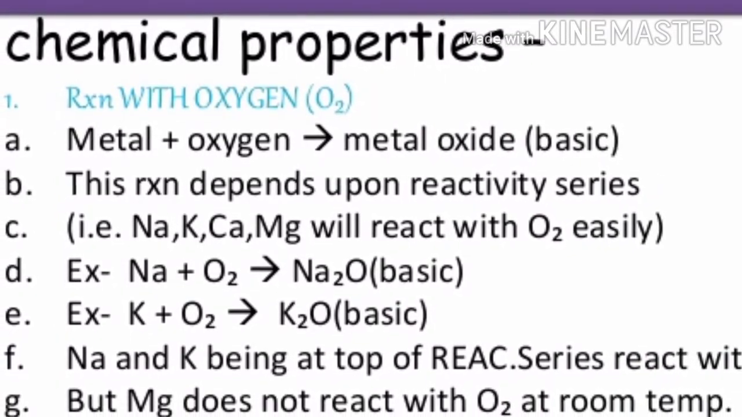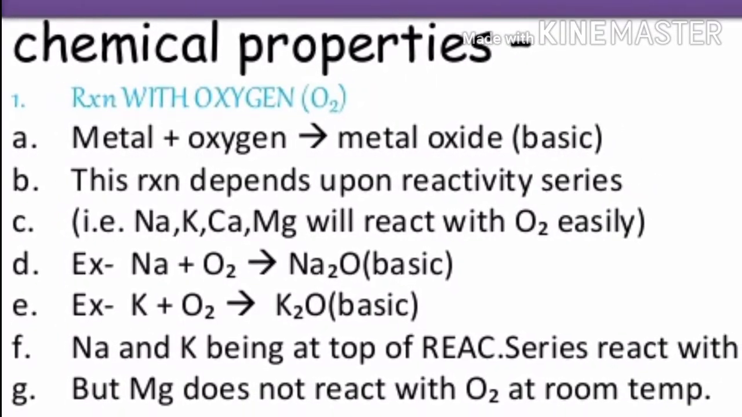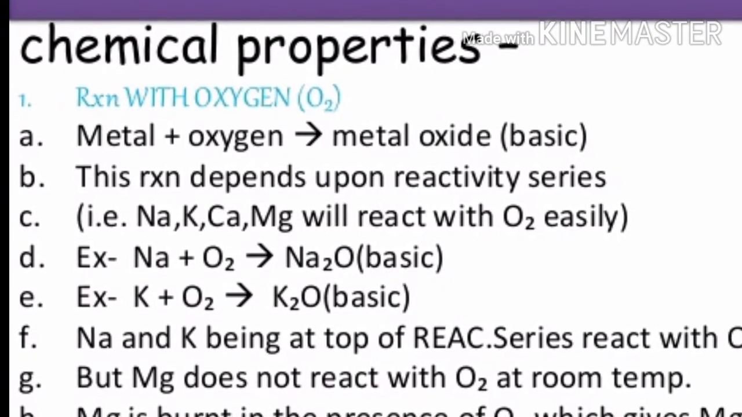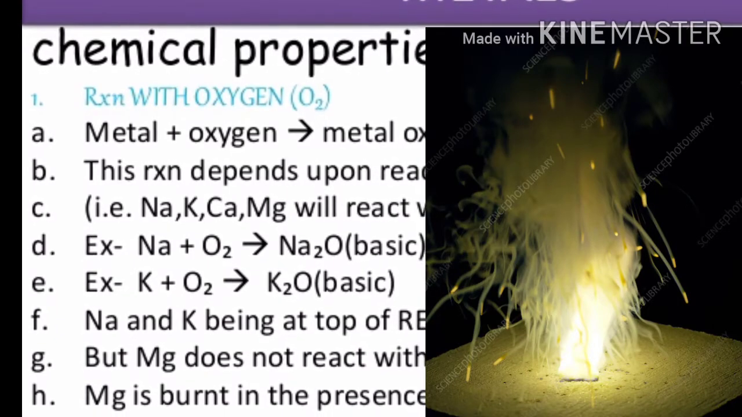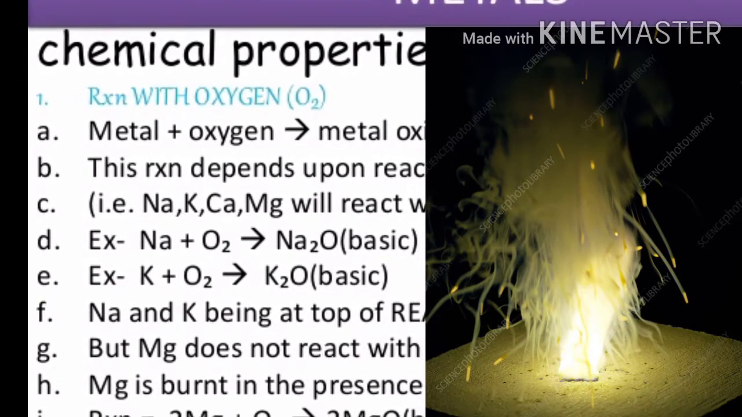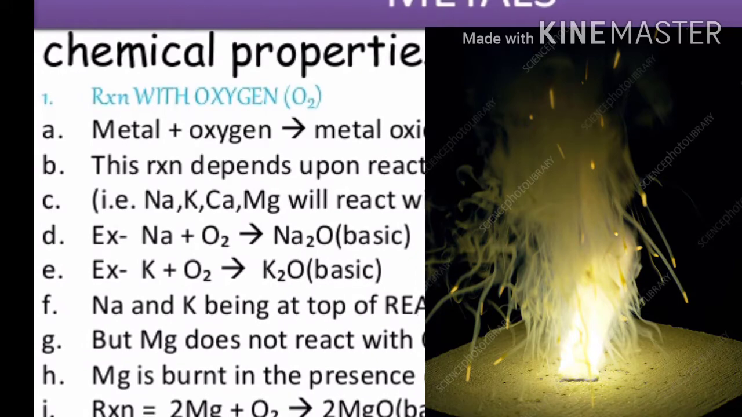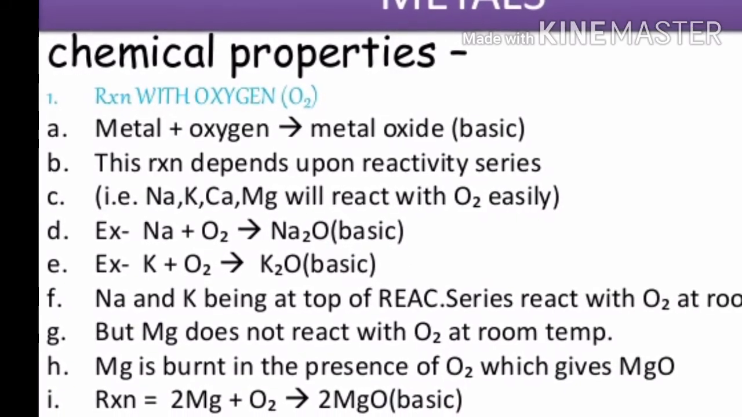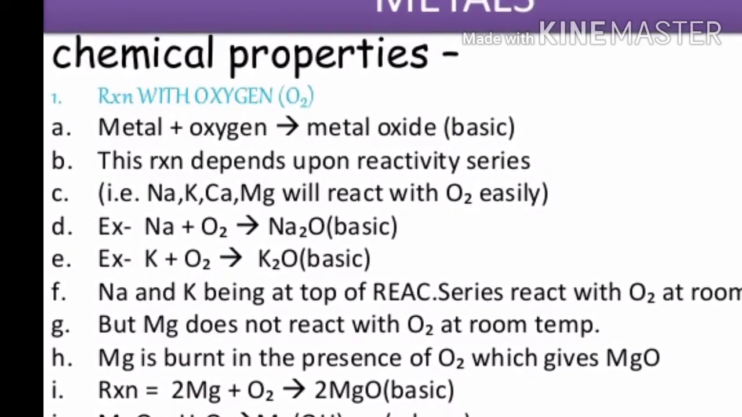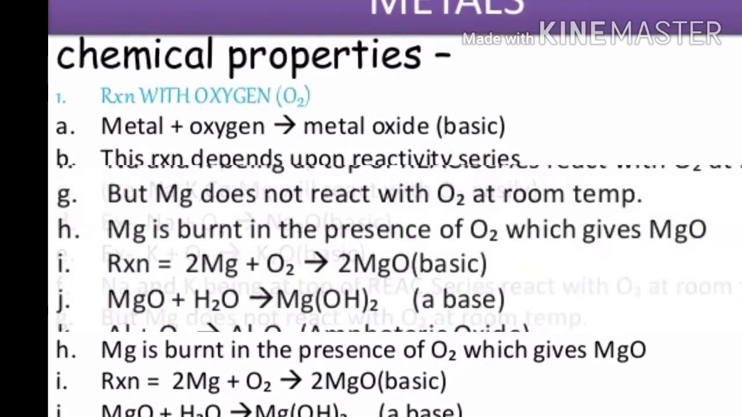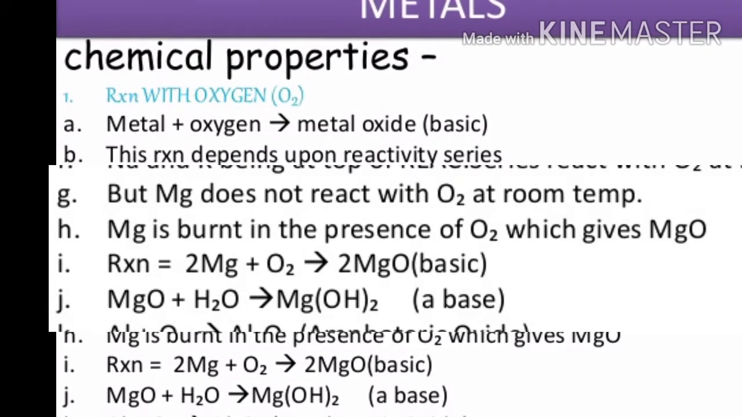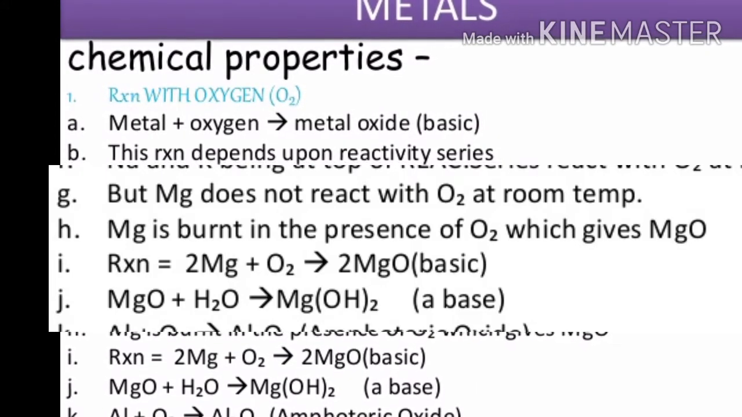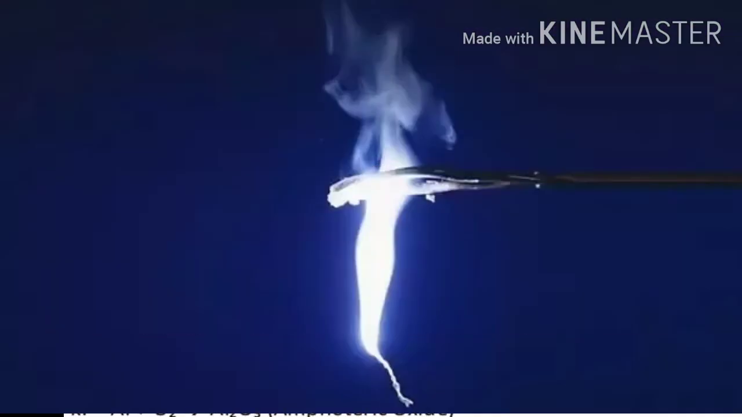Out of all the metals, sodium and potassium are highly reactive with air. They vigorously react with oxygen to form sodium oxide and potassium oxide. They instantly catch fire in contact with air. This is the reason why sodium and potassium are stored in kerosene. Magnesium does not react with oxygen at room temperature, but when it is brought near a flame, it instantly catches fire and burns with a dazzling white flame.